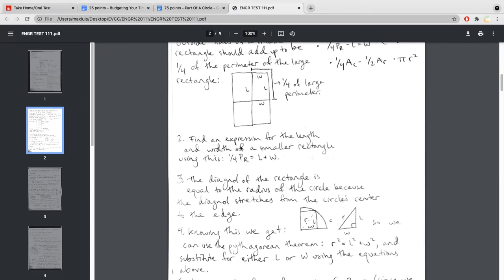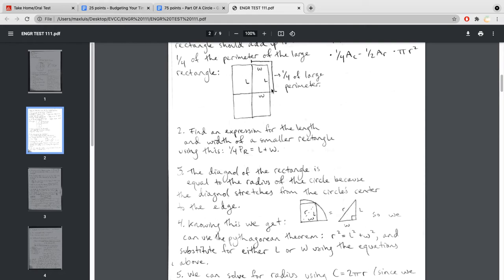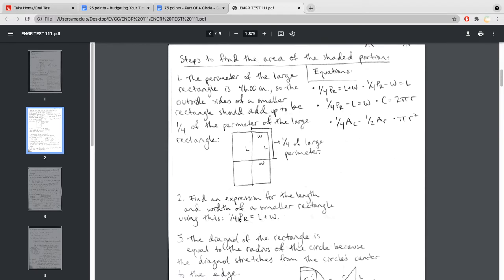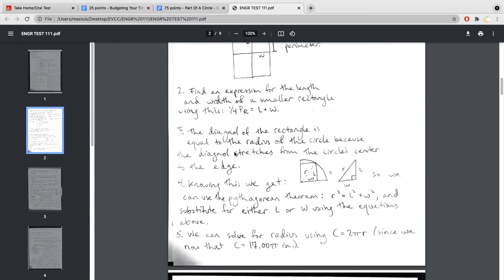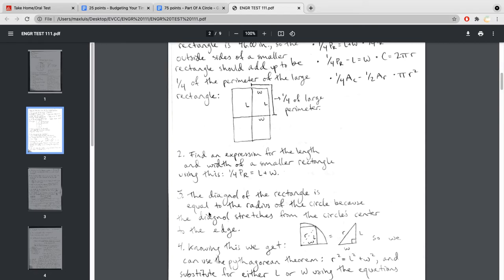So the second step, we need to find an expression for the length and width of a smaller rectangle, which is just one of these four, but we're mainly focusing on this one. We'll use the equation I listed above, which is 1/4 of the perimeter of the large rectangle is equal to the length of the small rectangle plus the width of the small rectangle. And as I mentioned above, the diagonal of the rectangle is equal to the radius of the circle, because the diagonal stretches from the circle's center right here to the edge up here, where the circle is making contact with the corner, so radius.